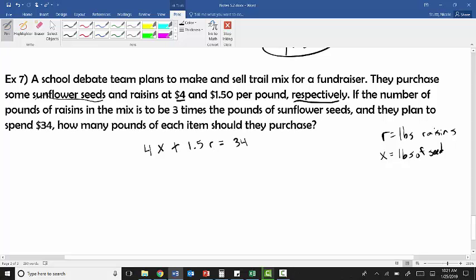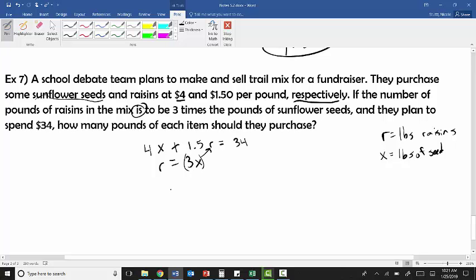So when I do money problems, I want to make sure that all my coefficients are dollars in the problem. So $4, $1.50, 34. So all our money is in one line. And then the rest is a translation. So it says the number of pounds of raisins, which we use R for. And then I see is 3 times the pounds of seed. So we have X for pounds of seed. And this will be very simple, like up top.